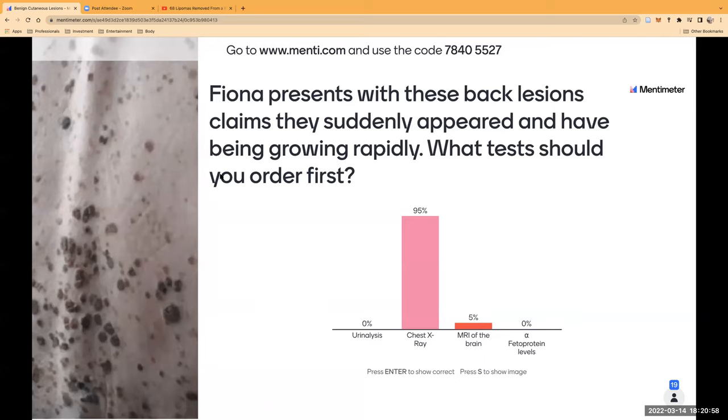Anyone brave enough to tell us why they chose X-ray? Anyone can answer?